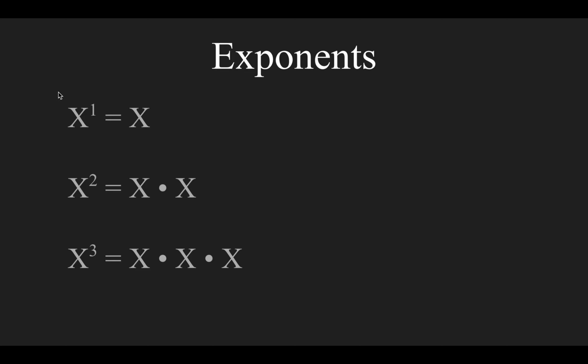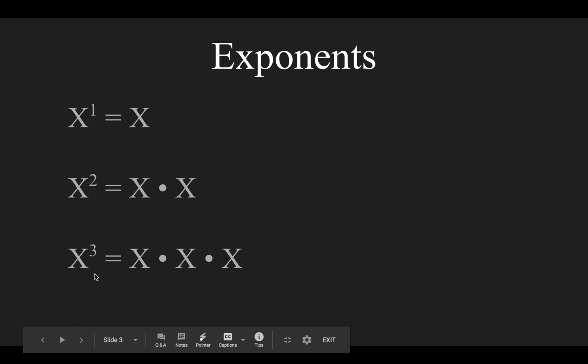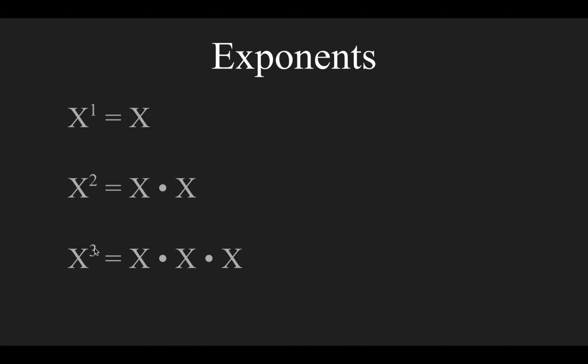We have x to the first just equals x. We have x to the second, or x squared, equals x times x. X to the third, also known as x cubed, equals x times x times x. We could go on forever. X to the fourth would be x times x times x times x. Basically, you're just multiplying the same number by itself however many times the exponent tells you to.